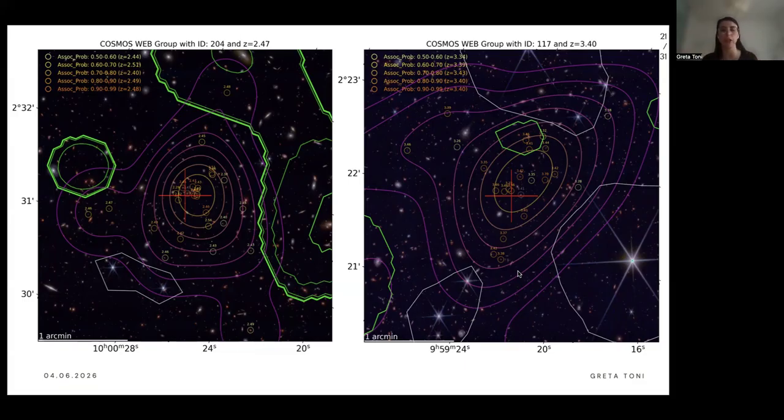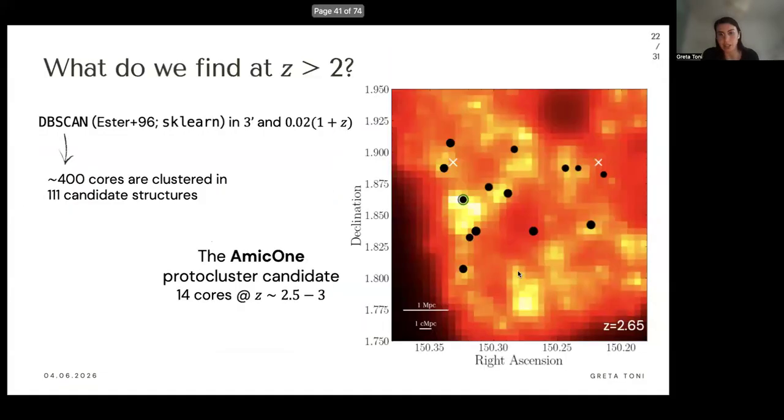Therefore, we also tried to reconstruct on a larger scale what the protocluster area could be. And we did this with quite a simple clustering analysis in 3 dimensions using the DBSCAN algorithm. And we found indeed that the majority of these cores that we found are not isolated, but they are clustered in more than 100 candidate protoclusters. In particular, I show here the largest among them, which is a structure containing 14 different protocluster cores, which we call the Amicone, or Amic1 in English, because it was the first and the largest protocluster candidate found in real data by AMICO.